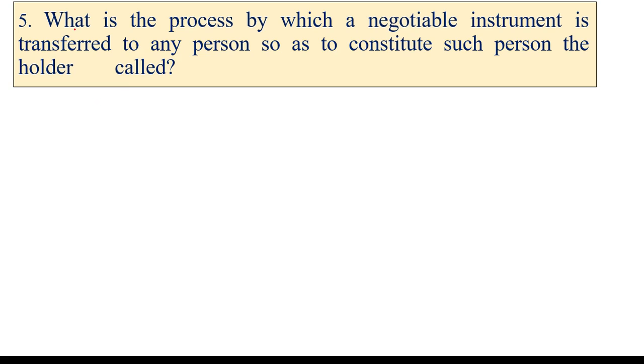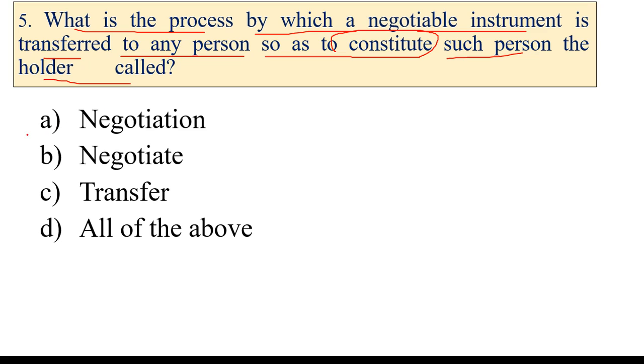Question number 5. What is the process by which a negotiable instrument is transferred to any person so as to constitute such person the holder is called as what? So we'll see the options. Is it called negotiation? Is it called negotiate? Option C is transfer, and D means all of the above.